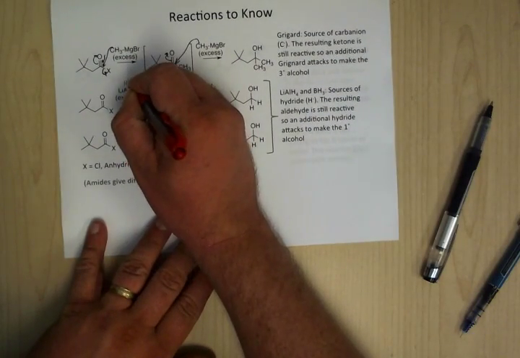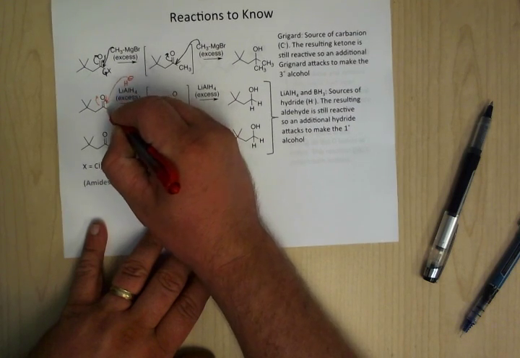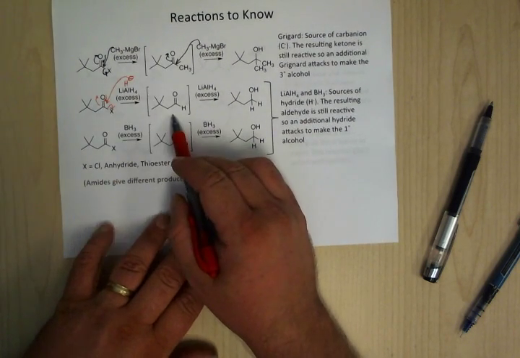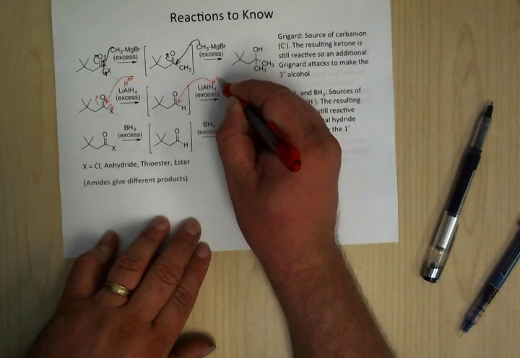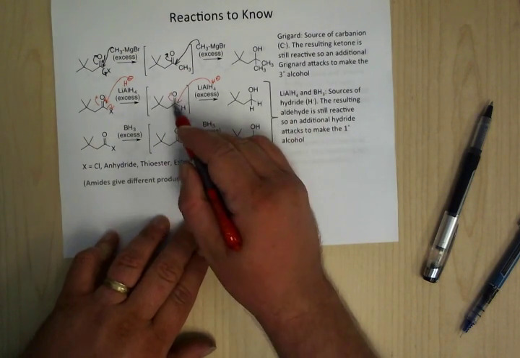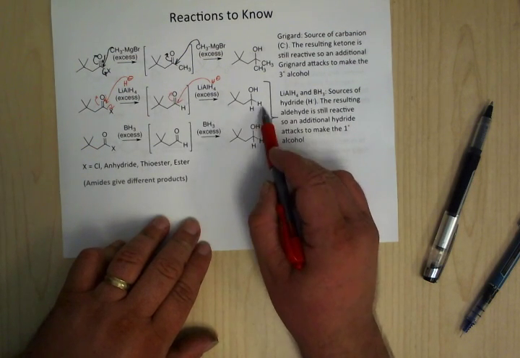Same thing that happens here. This is just a source of H minus. So H is going to go here, up, down, kick it away. Now you're going to make the aldehyde, which is still incredibly reactive. So you're going to make another one of those, an H minus. But again, it only goes up, and so you make the OH plus what attacked it.